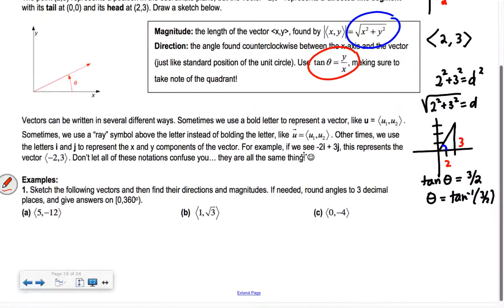Other times we use the letters i and j to represent it. So if I say negative 2i plus 3j, that means the vector. Do you guys see this right here? Negative 2i plus 3j. It's really the vector negative 2 comma 3. So don't let all these notations confuse you. They all mean the same thing.